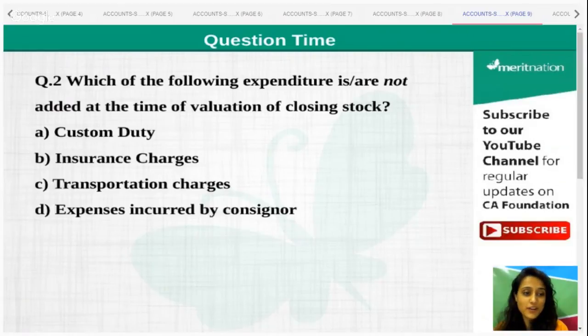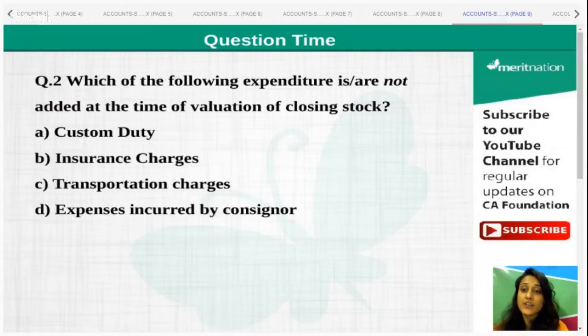I'm getting a variety of answers here. Yes, insurance is actually the right answer in this case. Insurance is something that is of recurring nature. It accrues to the business every year. It's an annual expense. And that is why, while you are valuing the closing stock, insurance does not become a part of the cost. Okay?